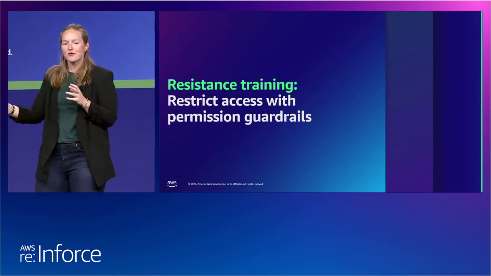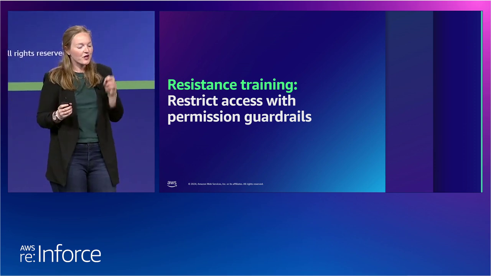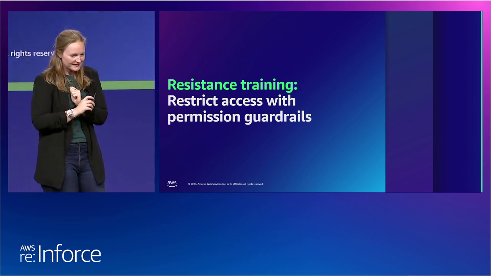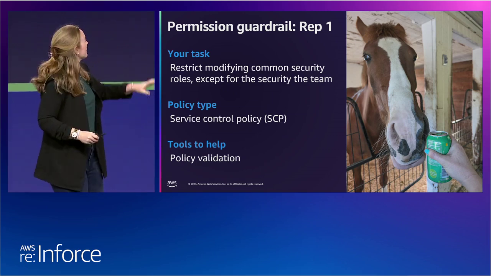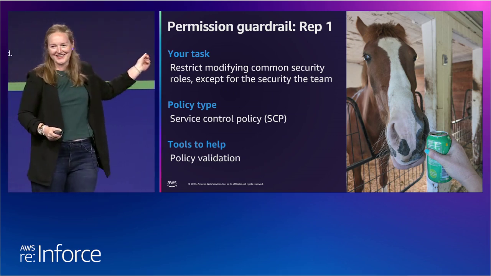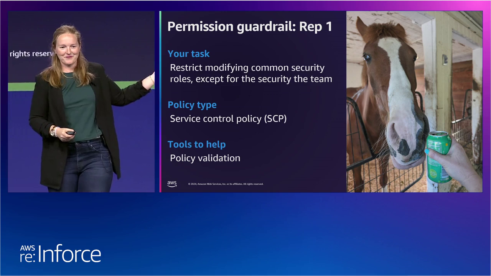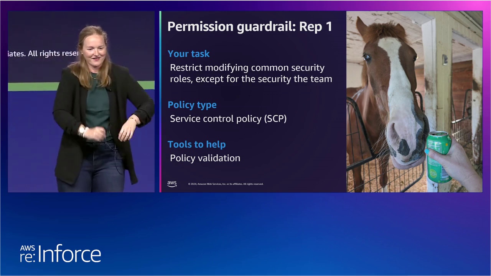So we're going to explore both of these personas today. So we're going to restrict access with permission guardrails. So your task is, this is Pickles, there you go. He likes green things too. This is bubbly water. It's not an alcoholic drink.